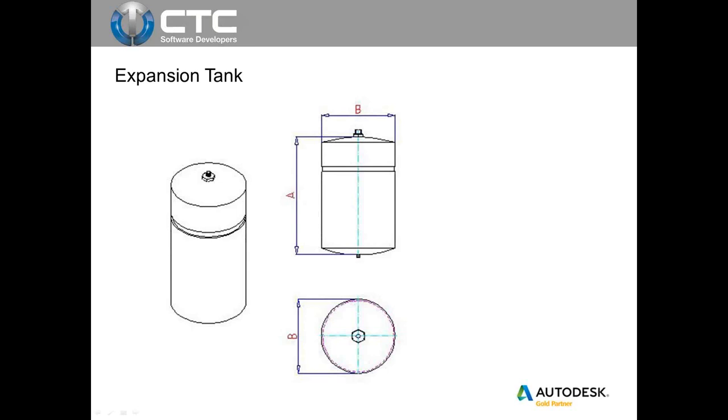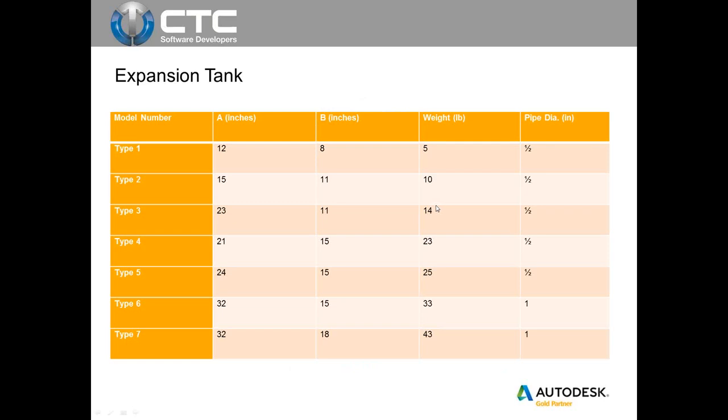So the first example we'll be looking at today is an expansion tank. This is an expansion tank that I got from a certain manufacturer, and these are some of the basic dimensions for this expansion tank that we'll try to model in Inventor and bring into Revit. There are different sizes for this expansion tank, and we'll see how we can make it parametric in the Revit environment so that we can use it just like we use parametric Revit families.